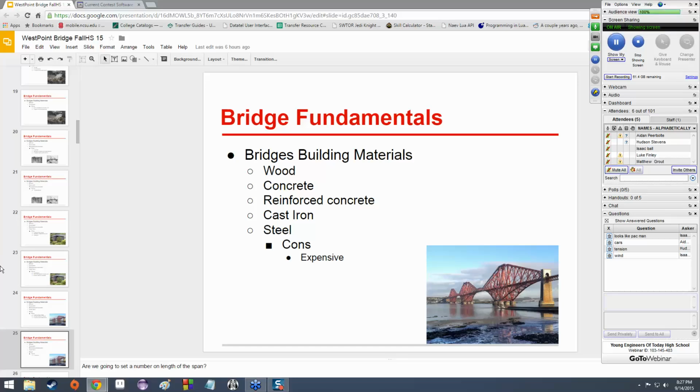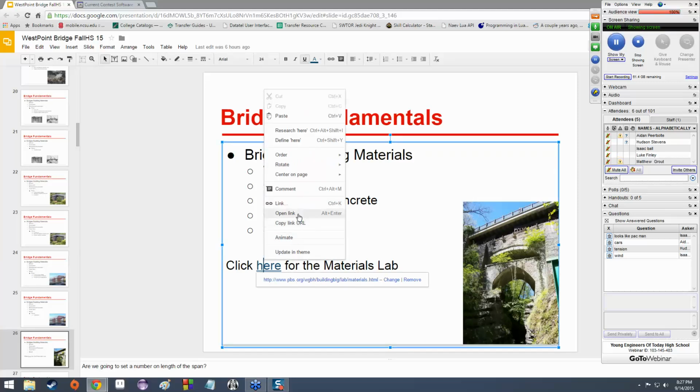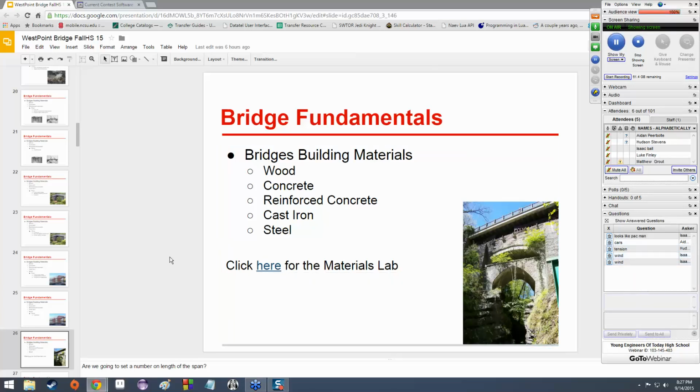But did you know you can also make bridges out of... Oh, wait, hold on, Materials Lab. I jumped the gun here. Copy link URL. Another lab, this time on materials.